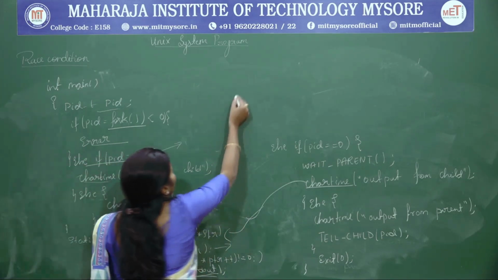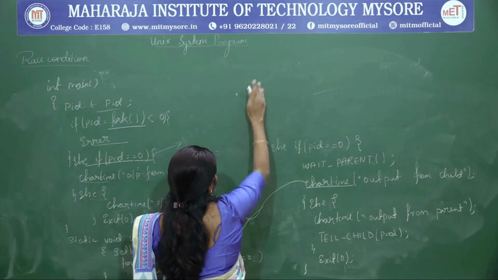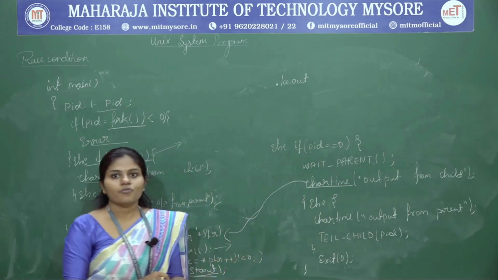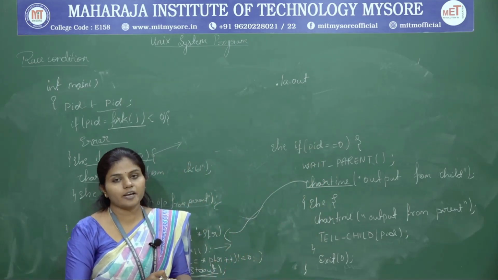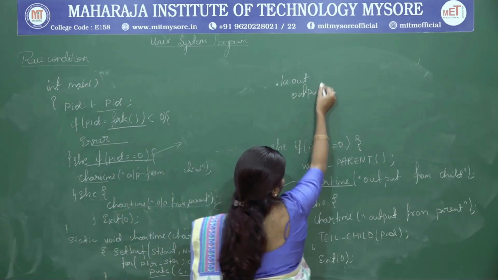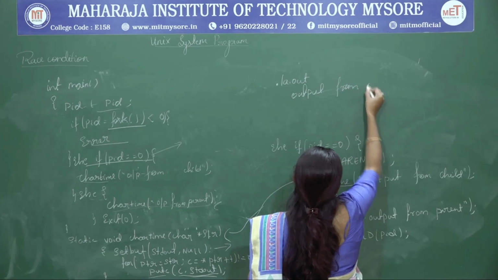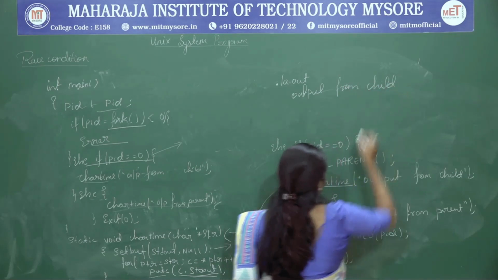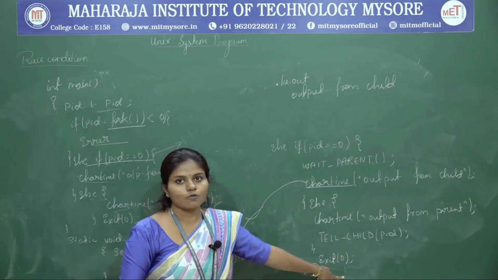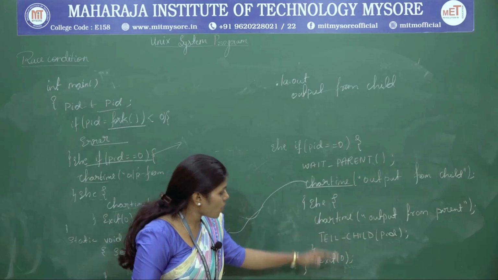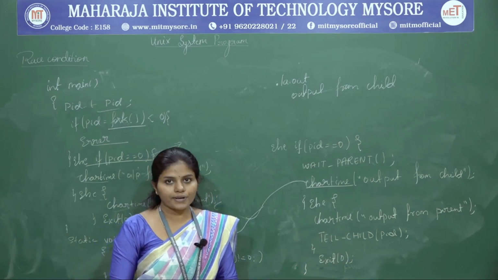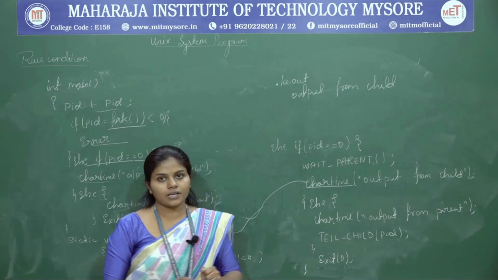So the first time when the program is going to run, which statement is it going to display? It is going to display the output from the child, right? So output from child. Next it comes to exit of 0. The child is going to exit. Now after that the parent may perform its operation, right? So that is the first case, right?